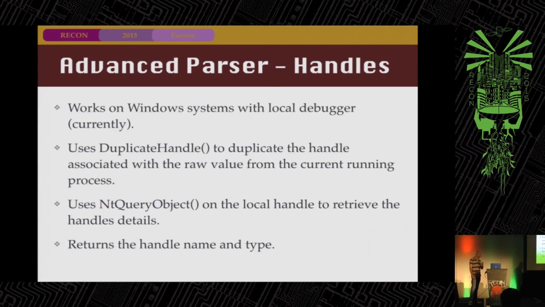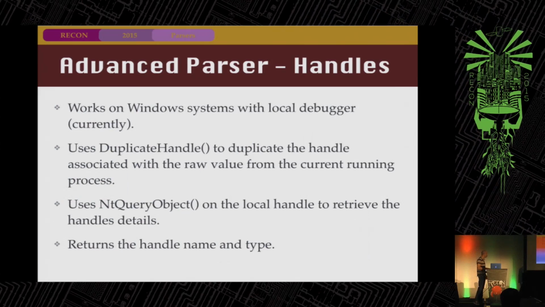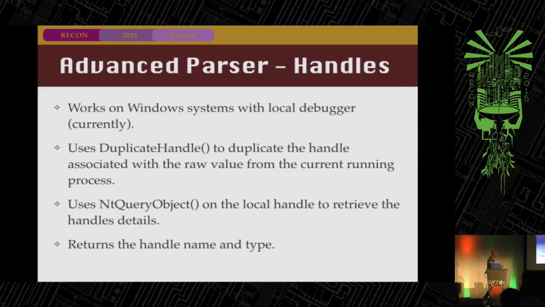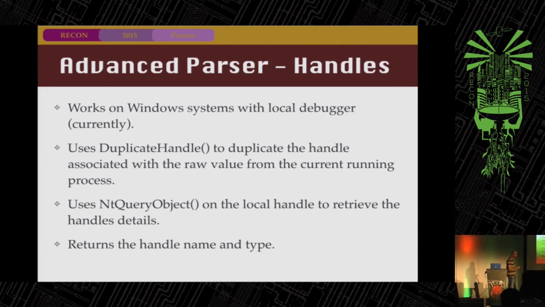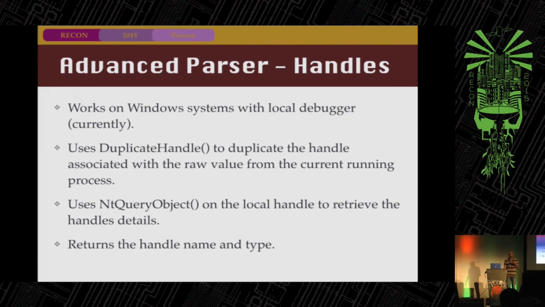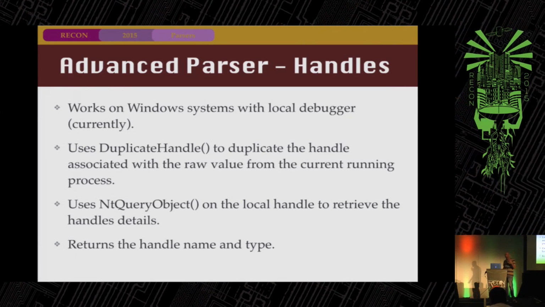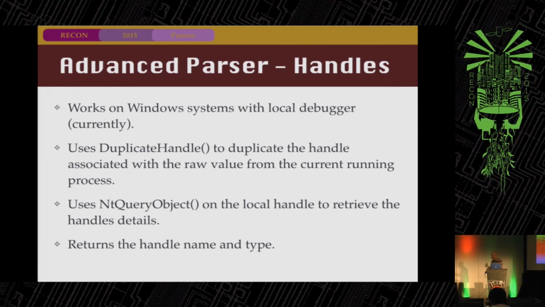A bit more advanced parser is the handle parser. We wrote this parser to handle Windows handles, and it works only on the local debugger, but it could theoretically work on the remote ones. What it does is take the raw value and use DuplicateHandle to try and duplicate it, and if it succeeds, it uses NtQueryObject to get the handle type and name. So think about it, it's really cool.